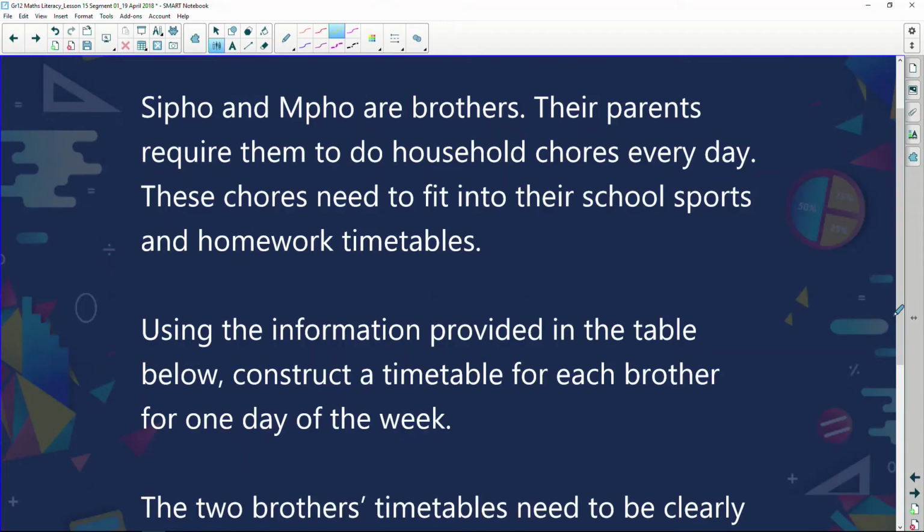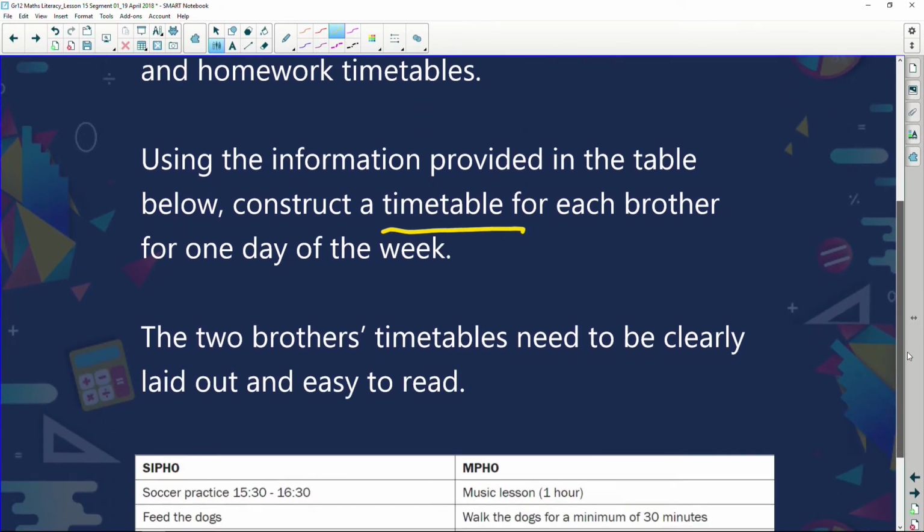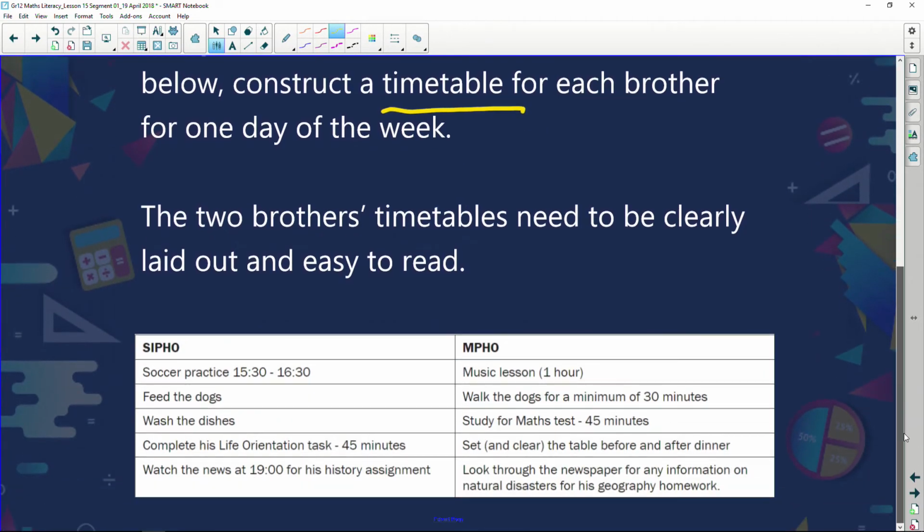All right, so we've looked at a timetable. Now what we're going to do is try and make our own timetable. Let's have a look at this scenario over here. Sipho and Mpo are brothers. Their parents require them to do their household chores every day. These chores need to fit into their school sports and homework timetables. Using the information provided in the table below, construct a timetable for each brother for one day of the week. The 2 brothers' timetables need to be clearly laid out and easy to read.